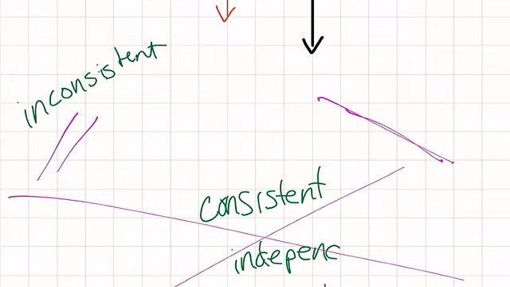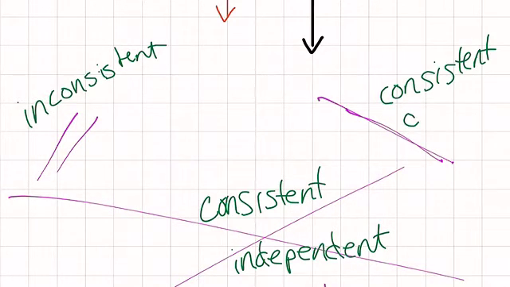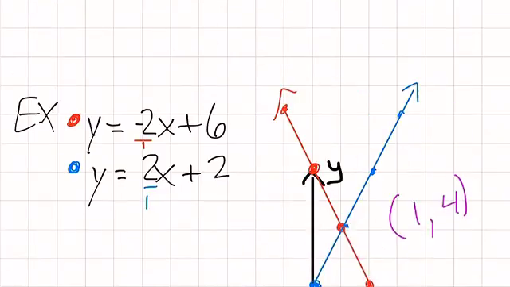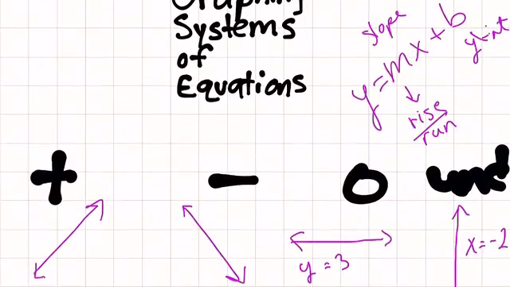And then if you have two lines that end up being the same exact line, we call it consistent dependent. Again, there should be another image for that. But here we are graphing systems of equations carefully.